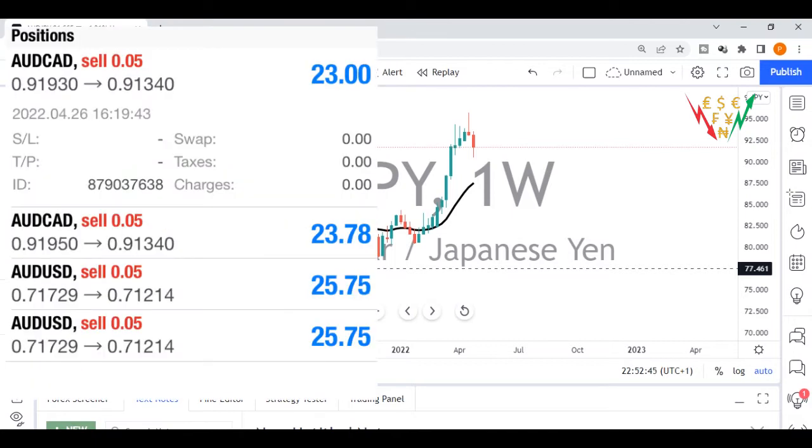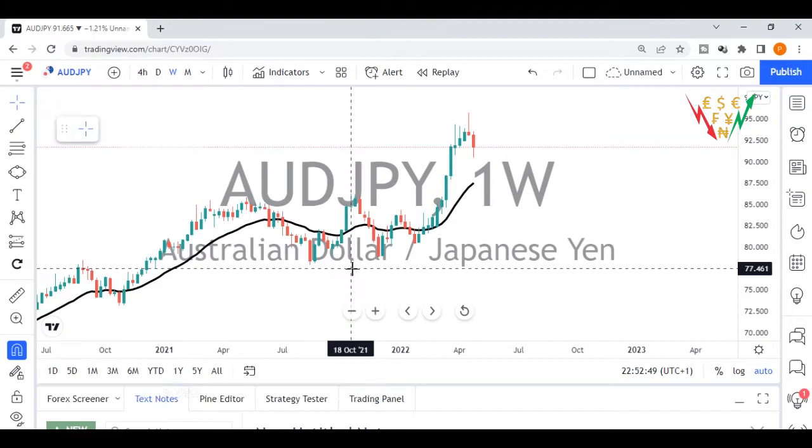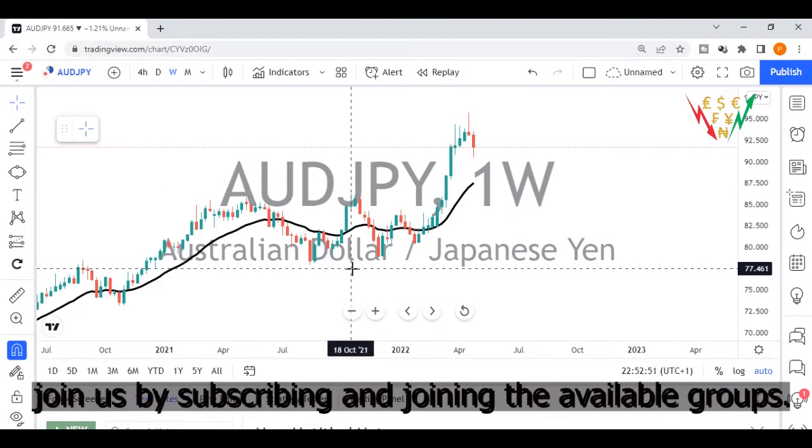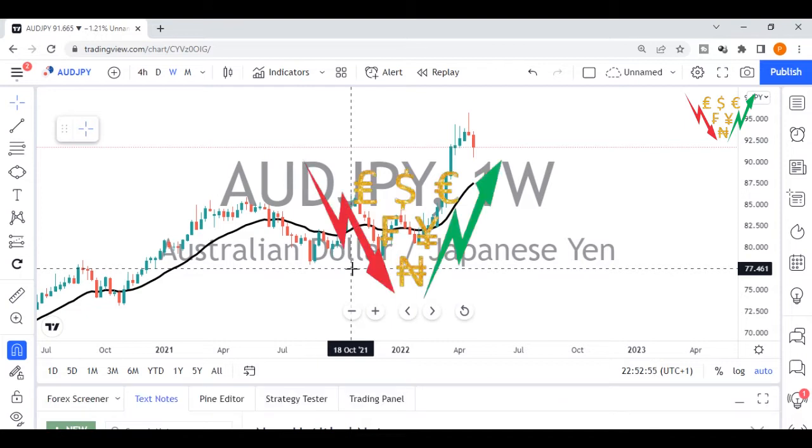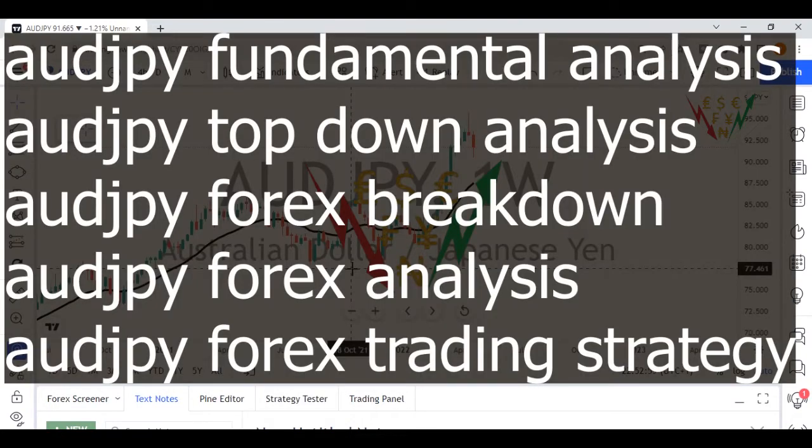So for next week, while we're still holding some trades from the previous analysis on the AUD/USD and AUD/CAD, we want to share with you our weekly Forex analysis, weekly forecast for trading the Australian dollar, Japanese yen for the coming week. We'll be looking at the fundamental analysis for a little bit, and we'll be looking at the top-down analysis and breakdown of the Australian dollar, Japanese yen.